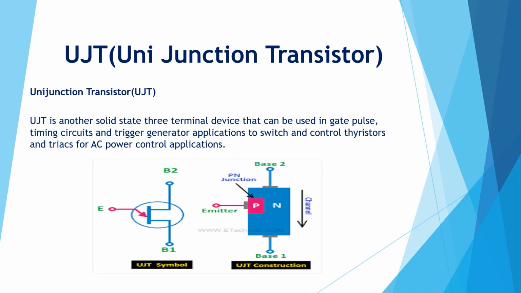and trigger generator applications to switch and control thyristors and triac for AC power control applications. In general, this statement specifies that UJT, that is uni-junction transistors, can be used to switch on or off a high AC electrical power circuit. The symbolic representation and the construction of the uni-junction transistor is as shown in the figure.